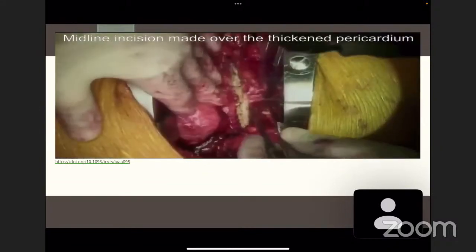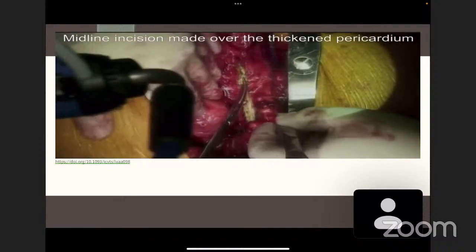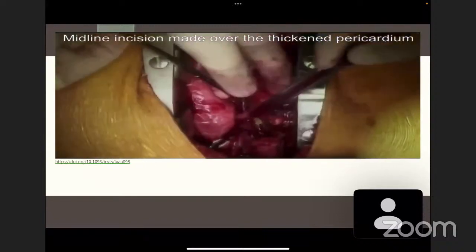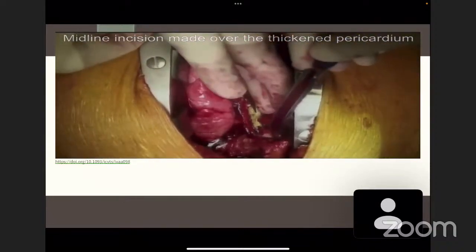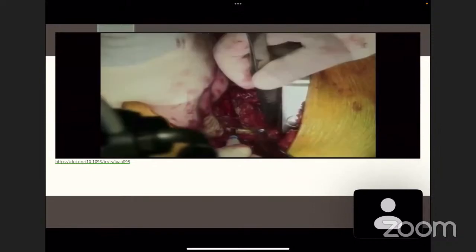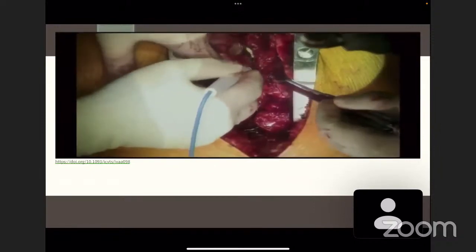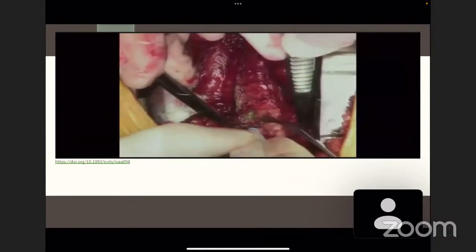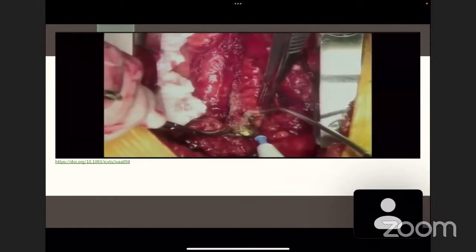So this is a fast-forwarded video of pericardiectomy done through median sternotomy. Midline incision followed by freeing the pleura for better visualization of the phrenic nerves bilaterally. Again, the surgeon decided to go with the right side first. And in the video, you can hear his justification.